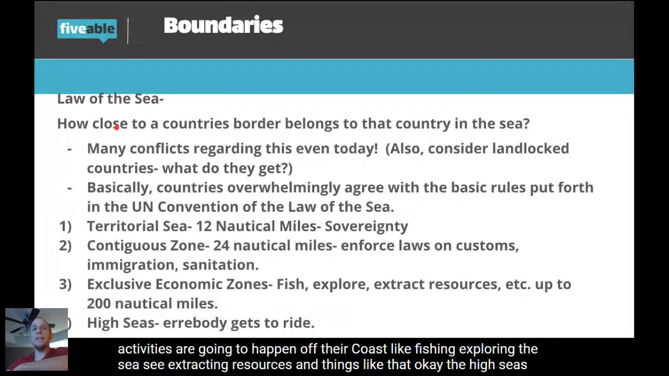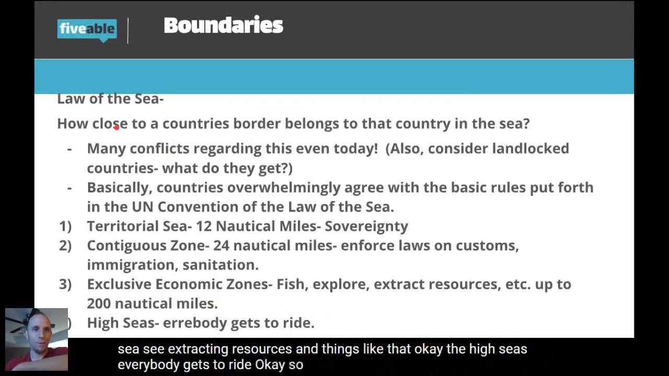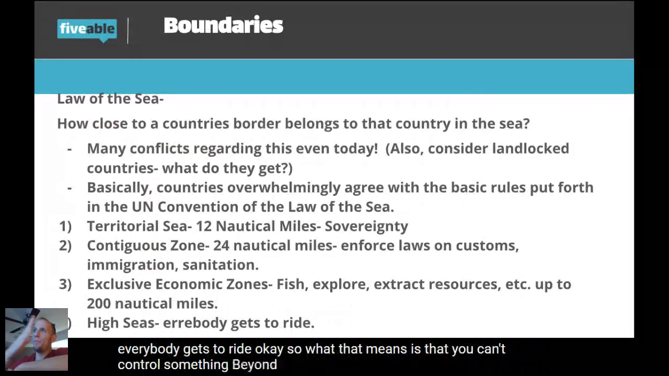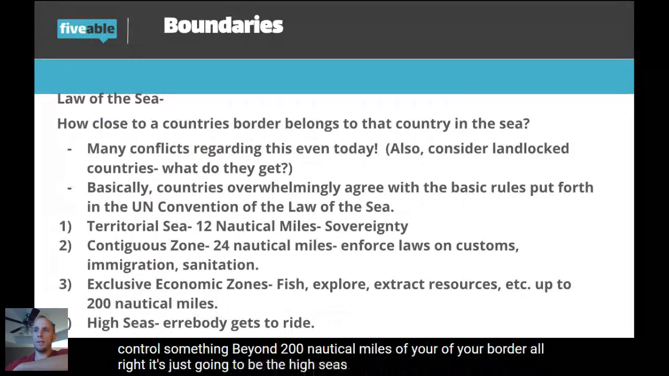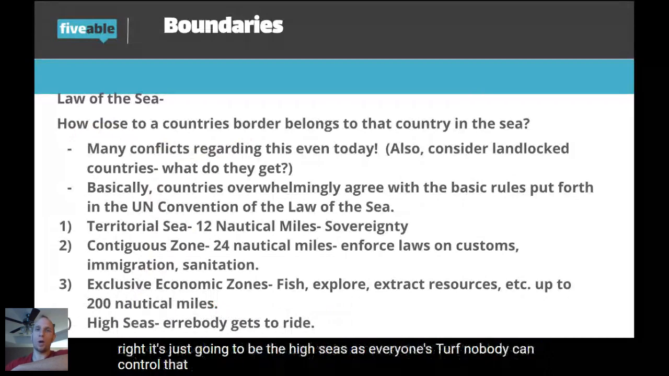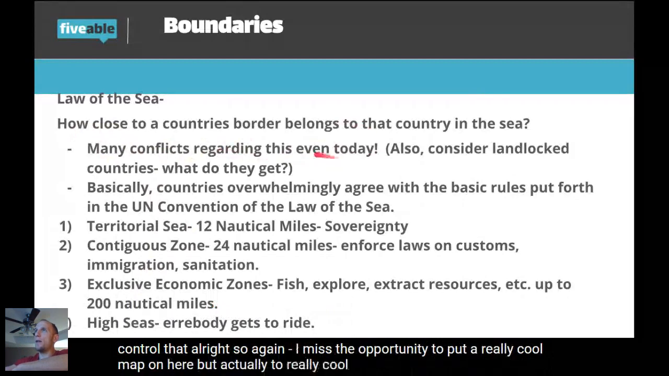The high seas, everybody gets to ride, okay? So what that means is that you can't control something beyond 200 nautical miles of your border, all right? It's just going to be the high seas, and it's everyone's turf. Nobody can control that. All right, so I missed the opportunity to put a really cool map on here, actually two really cool maps.